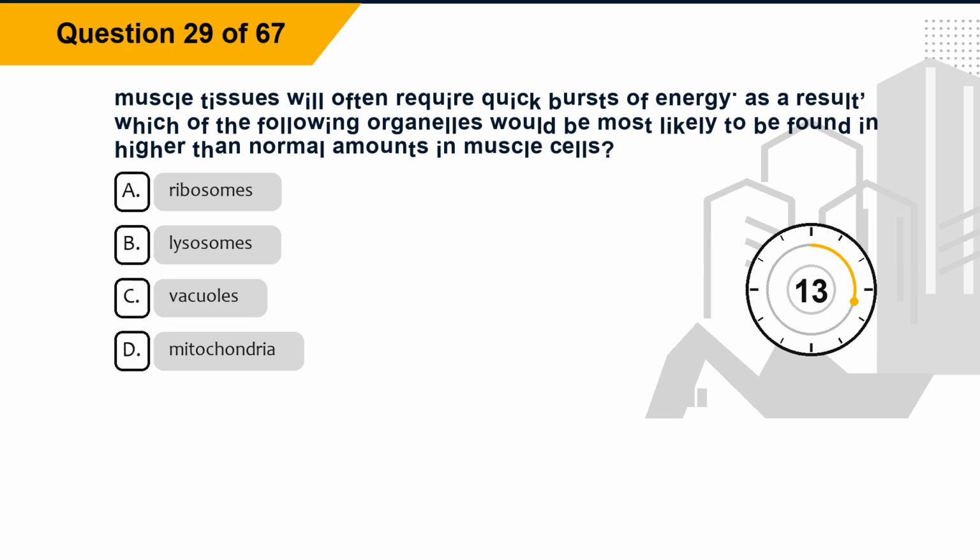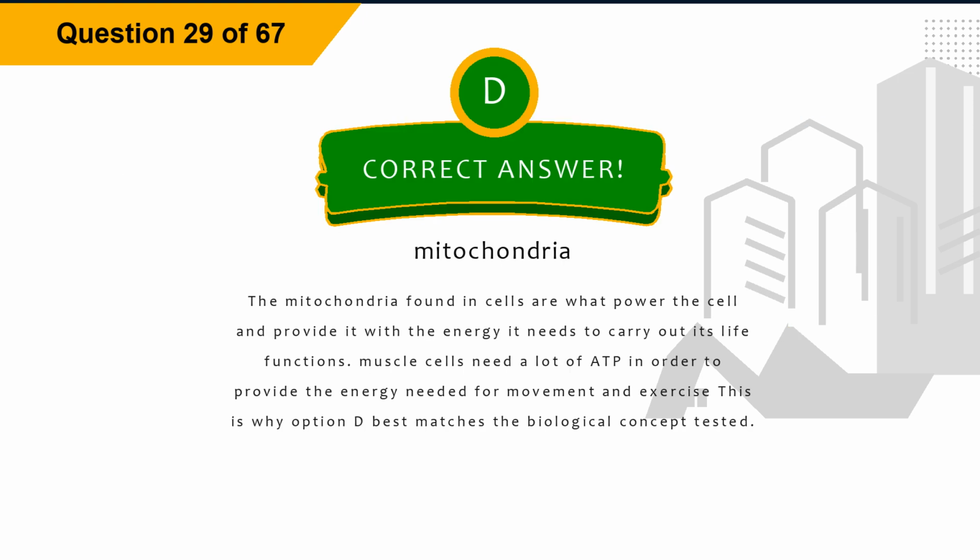As a result, which of the following organelles would be most likely to be found in higher than normal amounts in muscle cells? Option A, ribosomes. Option B, lysosomes. Option C, vacuoles. Option D, mitochondria. The correct answer is option D, mitochondria.